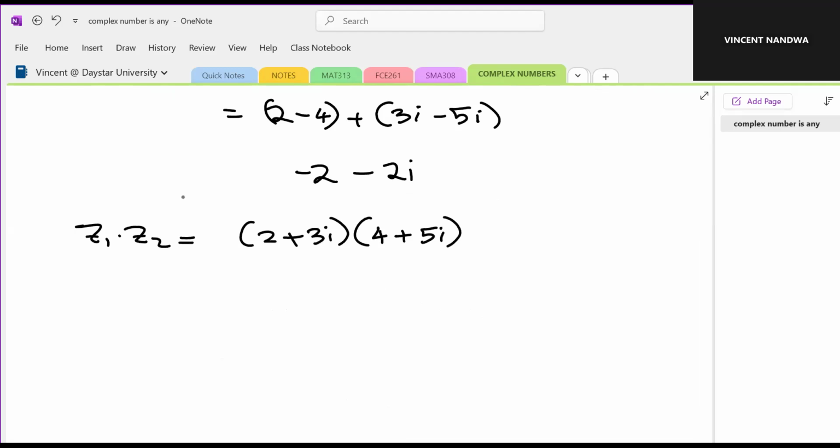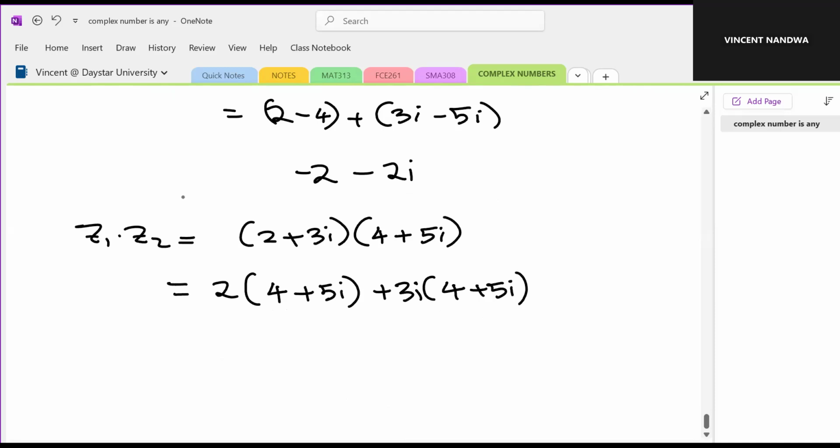Then it will be 2 into 4 plus 5i, plus 3i into 4 plus 5i. 2 times 4 is 8. 2 times 5i is 10i. 3i times 4 is 12i. 3i times 5i will be 15i squared, but i squared is minus 1, so we'll have minus 15.